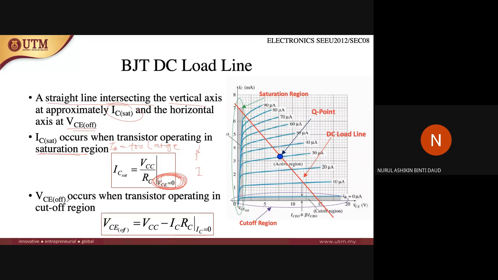VCE off, or VCE at the cutoff region, occurs when the transistor is operating in the cutoff region. To find the value of VCE, it is equal to VCC, the external source at the collector, minus IC times RC, when the value of IC equals 0. It means that there is no current flowing in the IC. Only then it will give you VCE as the value of VCE at the cutoff region.